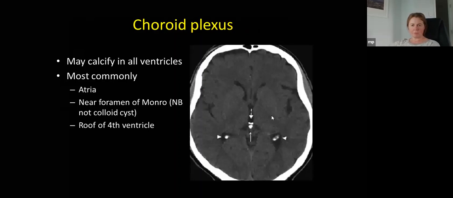One of the problems that we can encounter when there's calcification in the anterior third ventricle is mistaking it for a choroid plexus cyst. So if you start looking at the anterior third ventricle or foramen of Monro, you can get your eye in more for whether you think it's calcification or whether you think it's a colloid cyst.